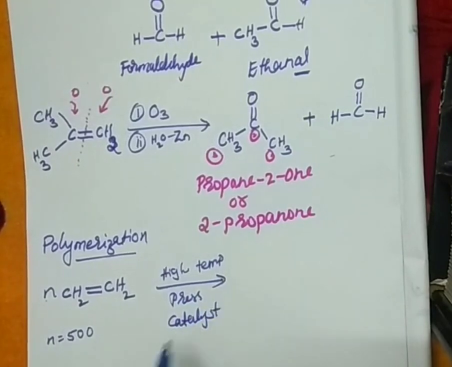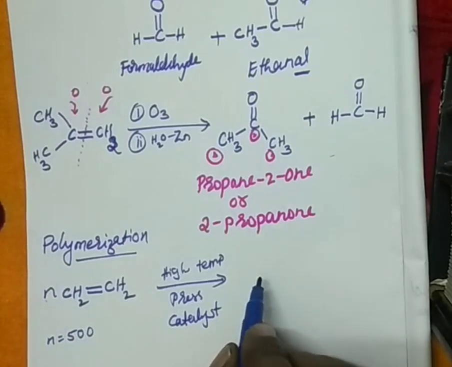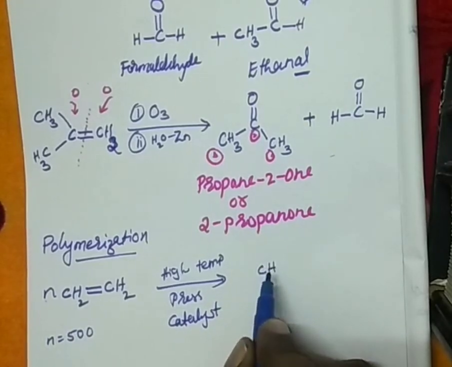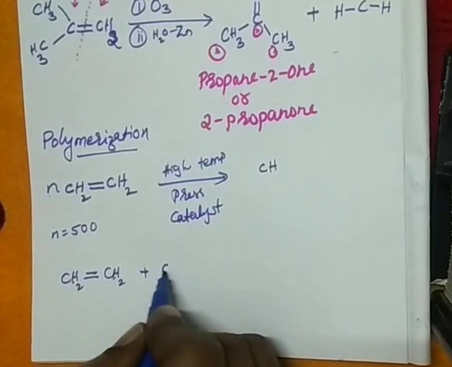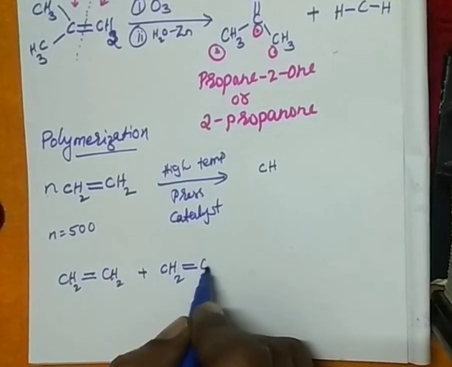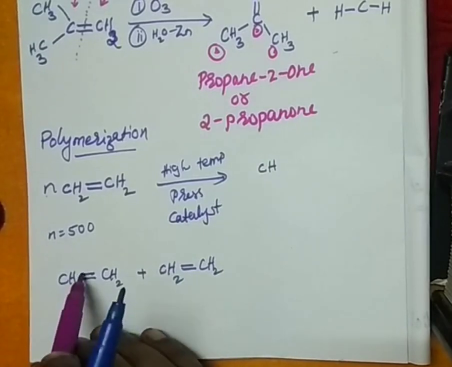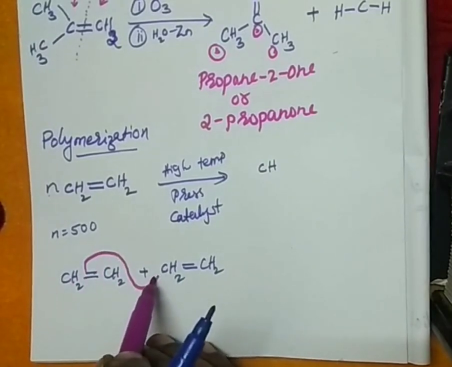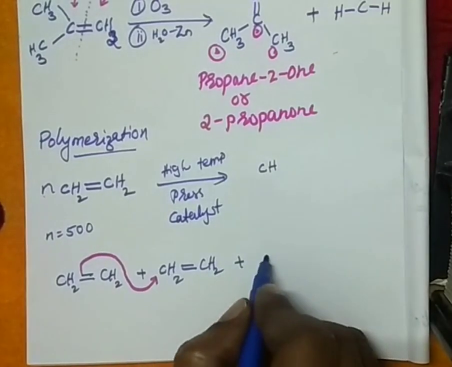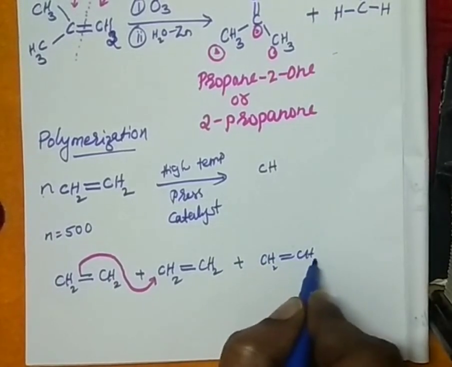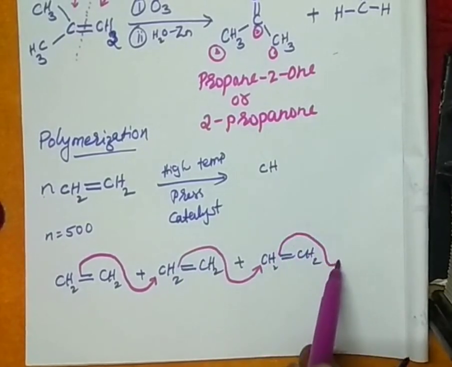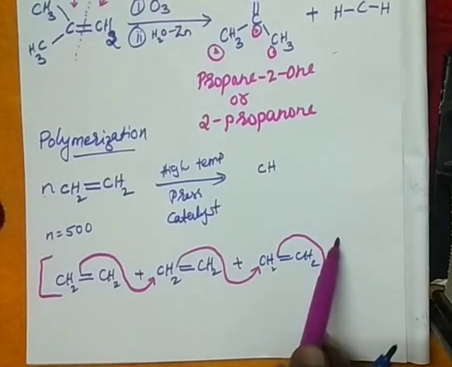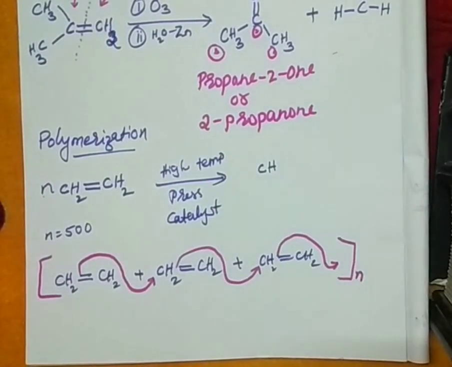So under these conditions I am writing a small mechanism, but actually you don't require it. See here, for example, CH2 double bond CH2 is there. Then this will react with one more molecule. I am writing only for your sake one more molecule. How? See here, again heterolytic cleavage: this forms a bond with this and continues. This double bond will move and form a bond with this, and this double bond will move and form a bond with this. So like this it will continuously form n number of times.